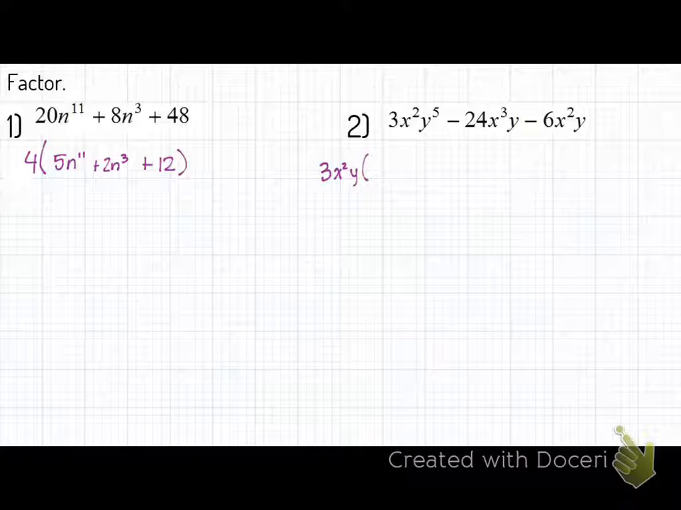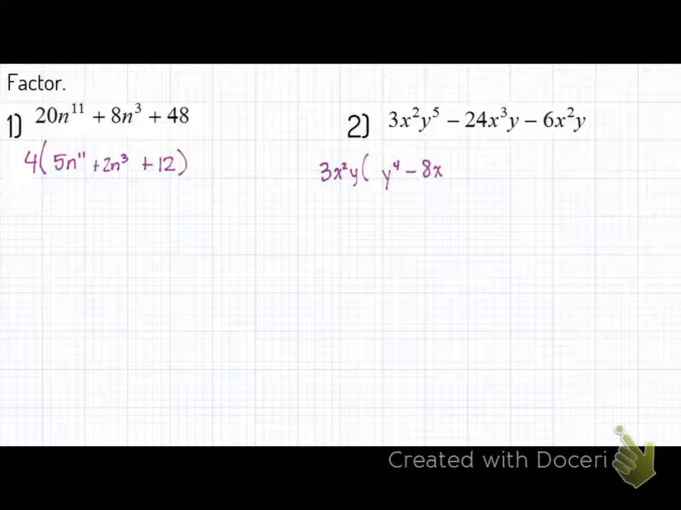Open parenthesis, and then I have to divide. So what's 3x squared y to the 5th divided by that? This could be a little harder. 3 divided by 3 is just 1. x squared divided by x squared cancels out. y to the 5th divided by y is going to be y to the 4th. That's all that's left from this first term. Then I do the next term. Negative 24 divided by 3 is negative 8. Then x cubed divided by x squared is x. y divided by y cancels out. That's all I have left here.